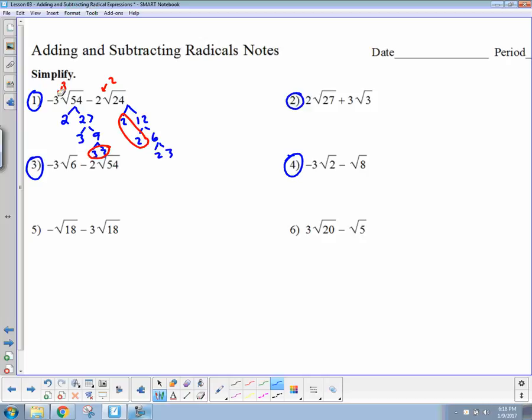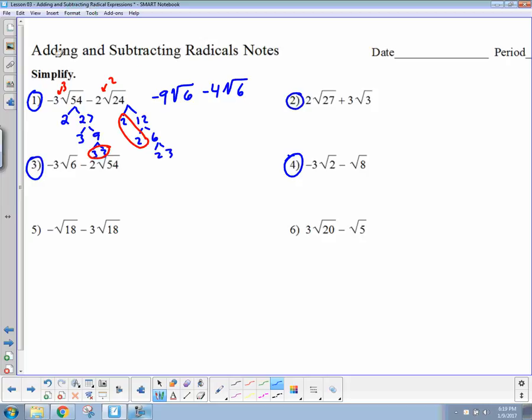Talk to yourself. Negative 3 times 3 is negative 9. Square root, write what's left over. The 2 and the 3. 2 times 3 is 6. Next one, negative 2 times 2 is going to be negative 4. And if you notice, 2 and 3 are in the house, and we get another 6 inside a radical.